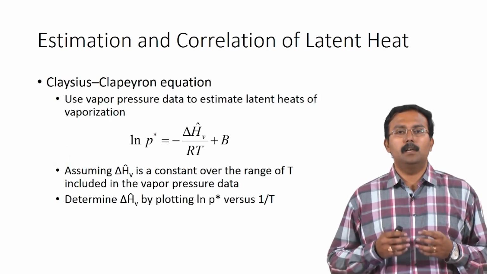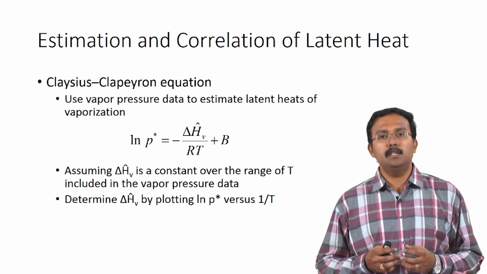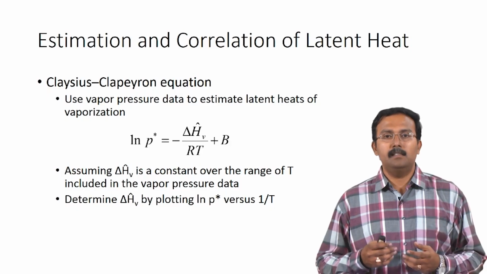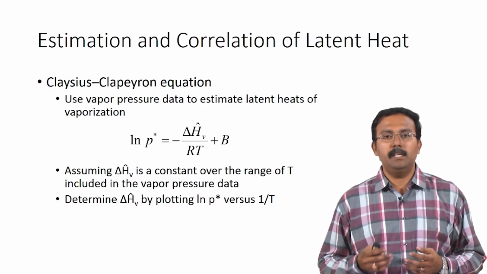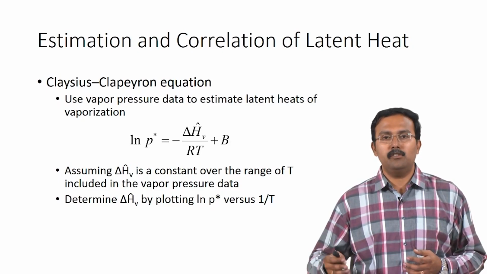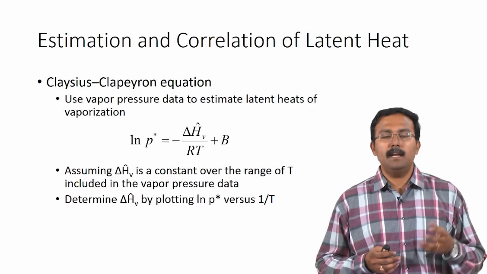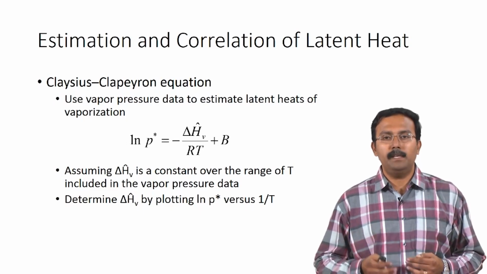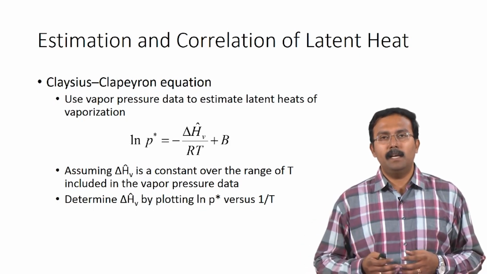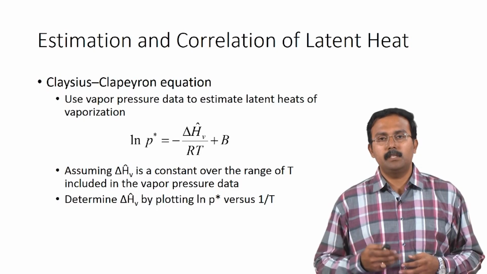Clapeyron equation is another equation which can be used to estimate the heat of vaporization. So, this uses the vapor pressure data to estimate the latent heat of vaporization. ln P* is equal to minus ΔH_V divided by RT plus B. Assuming ΔH_V is a constant over a range of temperature, including in the vapor pressure data given, you can estimate ΔH_V by plotting ln P* versus 1/T. So, this would give you minus ΔH_V divided by R as the slope. So, from there you can calculate ΔH_V, which is the heat of vaporization.